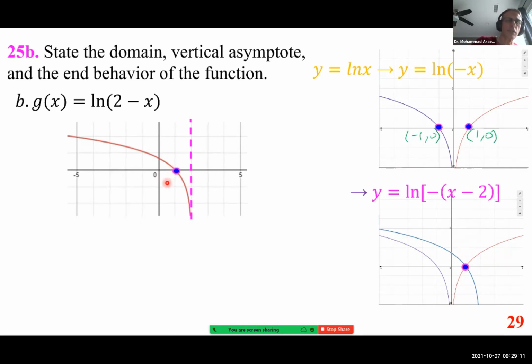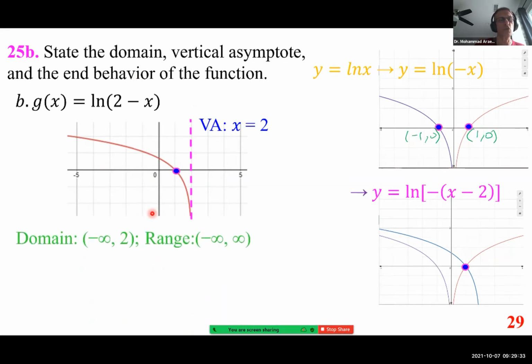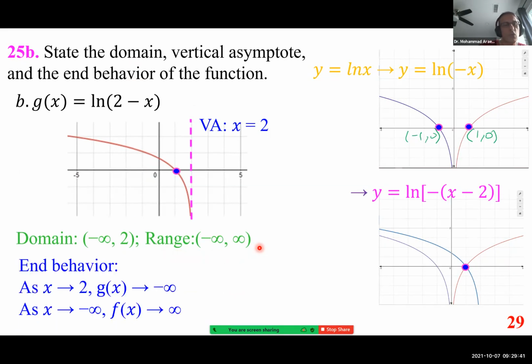And so as you can see, we have the vertical asymptote. If you set this one equal to 0, 2 minus x equal to 0 gives you x equals 2. So that's the vertical asymptote. So the result is that the domain is from negative infinity all the way, and it stops at 2. The range, we have no restrictions. So domain from negative infinity to 2, range all real numbers. And notice, as far as the end behavior, as x goes to 2, g goes to negative infinity. As x goes to negative infinity, f of x goes to infinity.